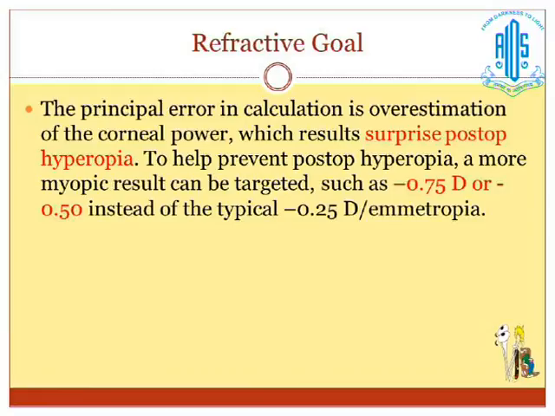Now, what should be the refractive goal in such patients? With all the calculation formulas available, there is always a surprise of post-operative hyperopia. So it is better to have a target of minus 0.75 diopter or minus 0.5 diopter instead of the typical minus 0.25 diopter or emmetropia in such patients.